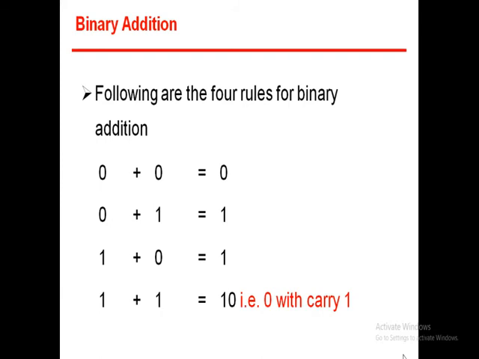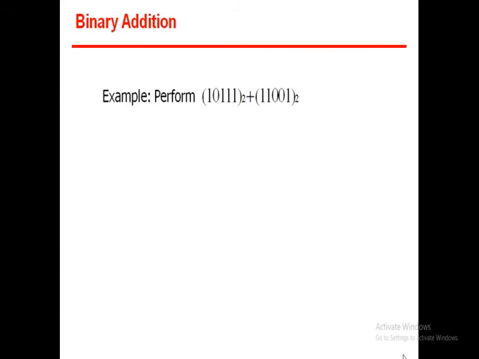Let me give an example here. We are adding two numbers, 1011 plus 11001. Here the subscript 2 indicates that its base or radix is 2, that is, binary radix. The numbers given are 10111 and 11001. The last rule: adding 1 plus 1, the sum is 0 and there will be a carry. So the carry will be written upward here.